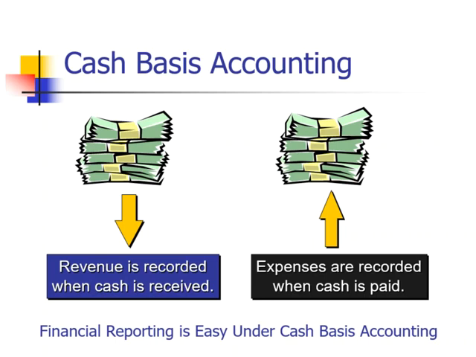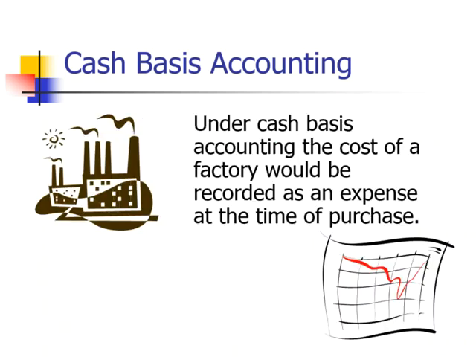Cash basis accounting is really very simple. We record revenues whenever we receive cash, and we record expenses whenever we pay out cash. For instance, under cash-based accounting, the cost of a factory would be recorded as an expense the time that factory was built or purchased. Now that can be sort of problematic because we've got this great big cost in the first year, but no cost in subsequent years as we use that factory.